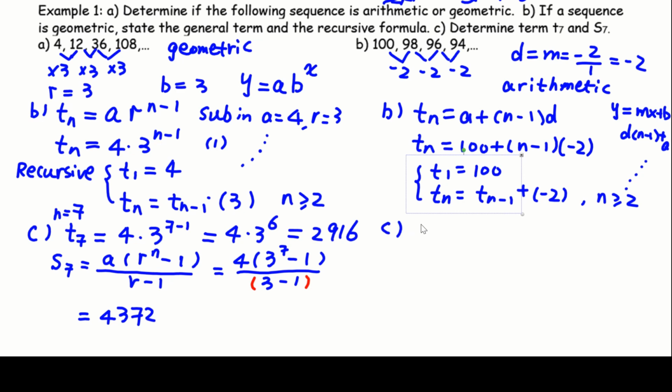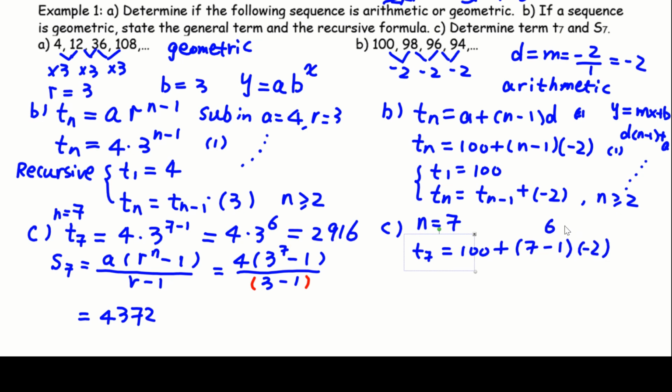And question C, if n equals 7, we just sub into the equation. So t7 equals 100 plus 7 minus 1 times -2. Then do the bracket first, which is 6, then the multiplication, then the adding and subtracting. So it's 100 minus 12, which gives you 88. So the 7th term is 88.